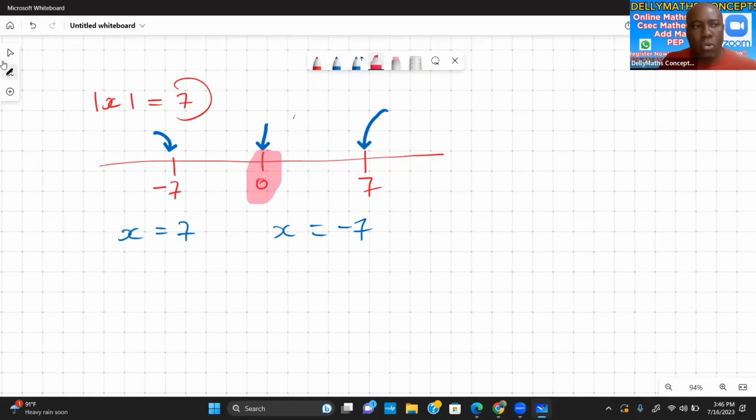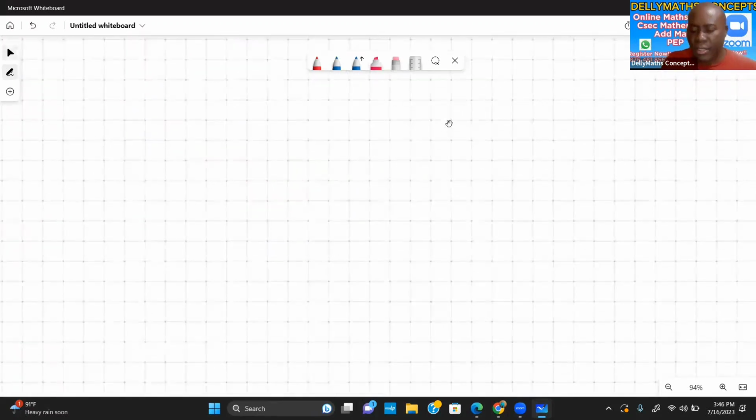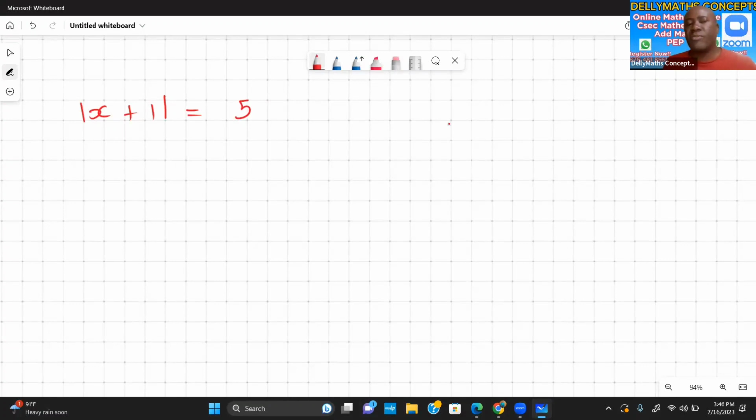All right. Now, let us take a look at this question. Let us say we have the absolute value of x plus 1 is equal to maybe 5. We want to know what x could be. Well, this has two cases. Case 1: x plus 1 is equal to 5. Also, x plus 1 is equal to -5.